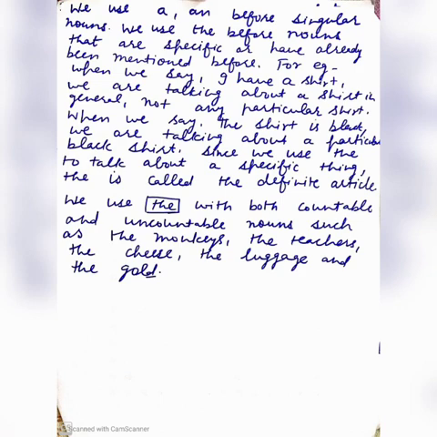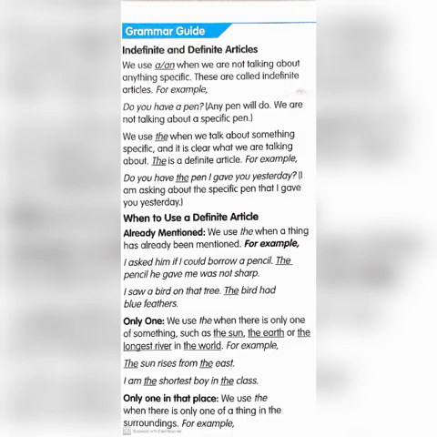So now open your book at page number 28, that is grammar guide identifying indefinite and definite article. So as I told you, we use a and an when we are not talking about anything specific. These are called indefinite articles. For example, do you have a pen? Any pen will do here. We are not talking about a specific pen. We use the when we talk about something specific and it is clear what we are talking about. The is definite article. For example, do you have the pen I gave you yesterday?